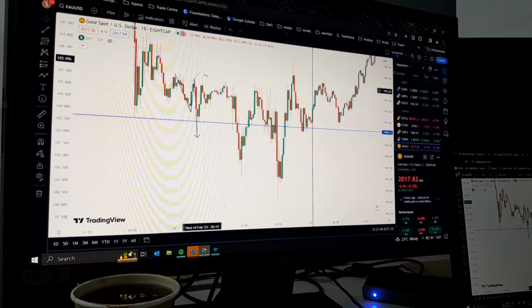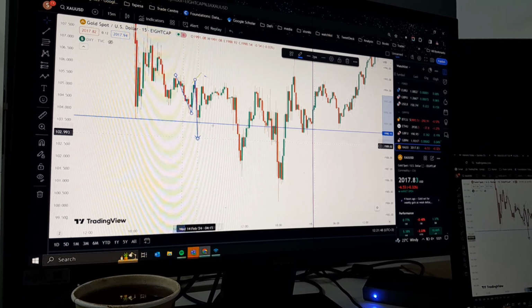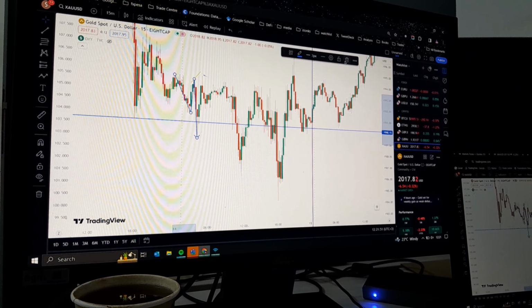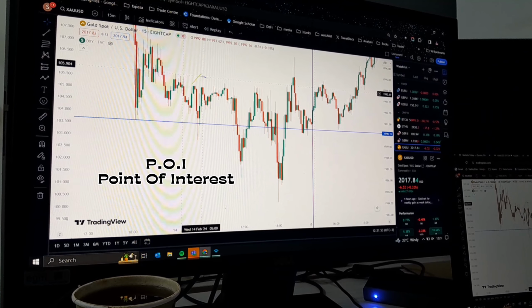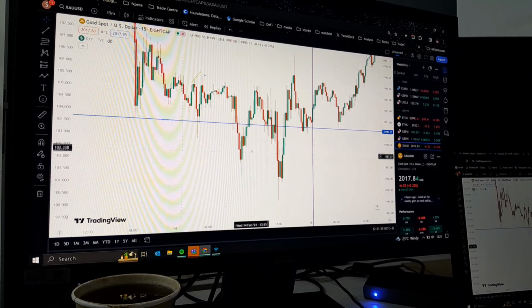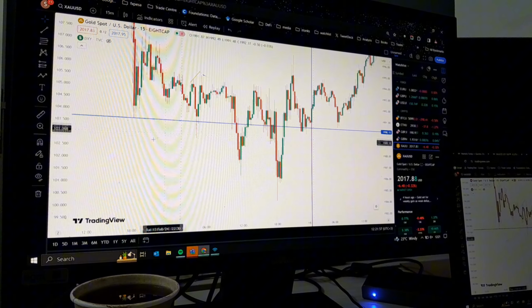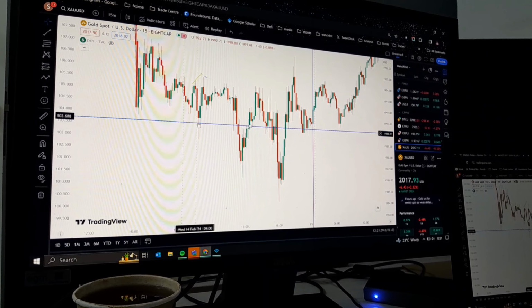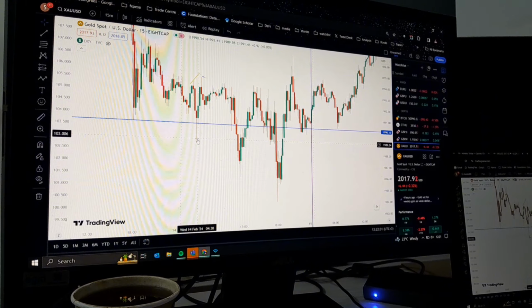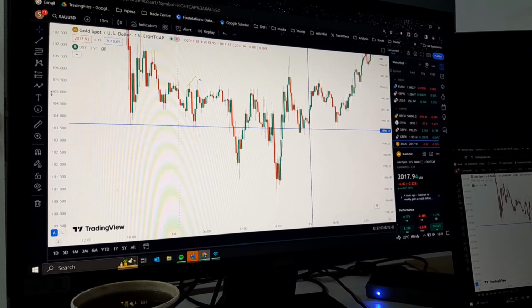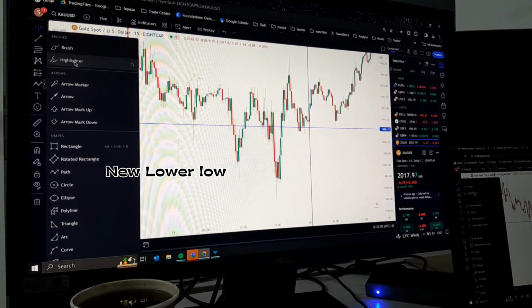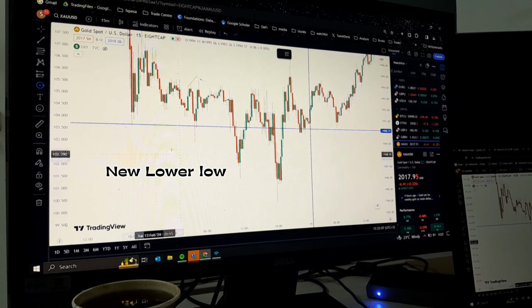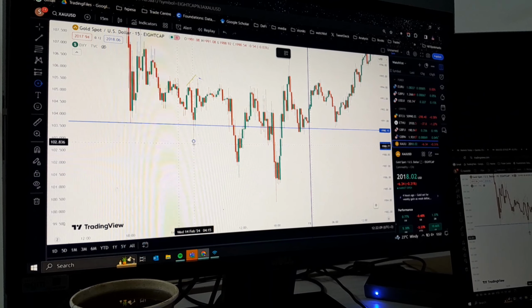Once the inducement is taken out, that's when you are looking for your POI for you to take a trade to go to the downside. Now once this low is broken at this point, this one becomes our new low. Let's mark it.